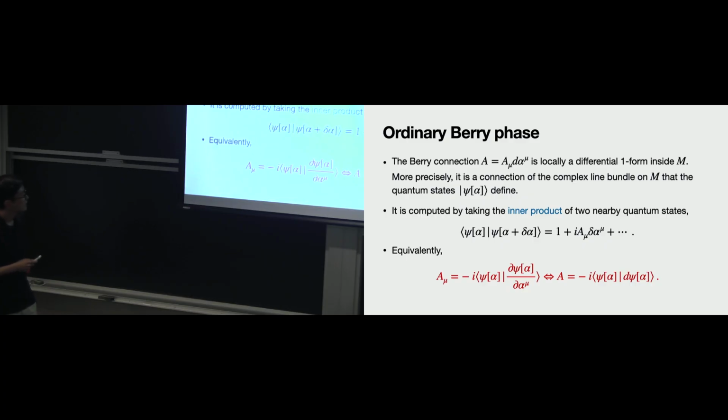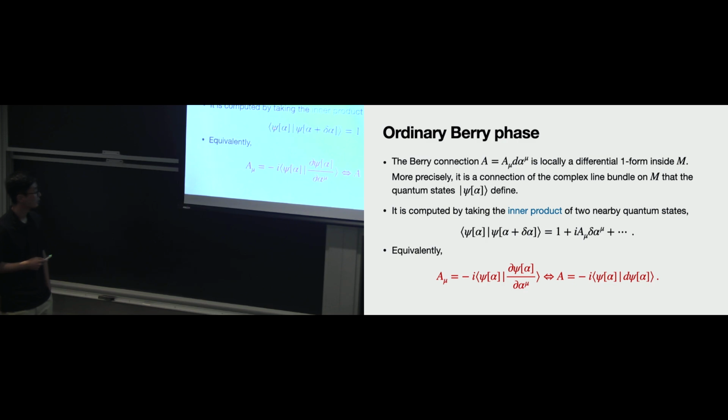So this Berry connection is locally a differential one-form inside the parameter space M. More precisely, it's a connection on the complex line bundle that quantum states define. So in practice, how do we compute this Berry connection A? We can compute this by taking the inner product of two nearby ground states inside the parameter space, like so.